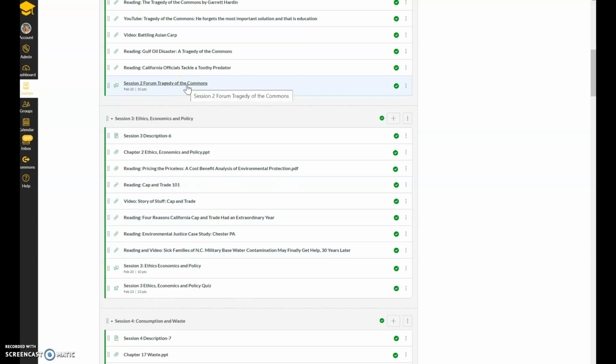Initial post for Tragedy of the Commons due by Tuesday, response post by Thursday. Initial post due by Tuesday for economics, ethics, and policy next week, response post to a classmate by Thursday, and then next week a quiz on ethics, economics, and policy.